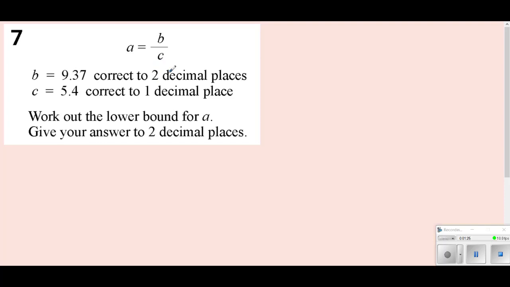Question 7, we've got a bounds question. A is equal to b over c. We want the lower bound for a. So the lower bound for a, well, to get that, we want to minimize the number we're dividing. So we want the lower bound for b. We want to maximize the number we're dividing by. So we want the upper bound for c.